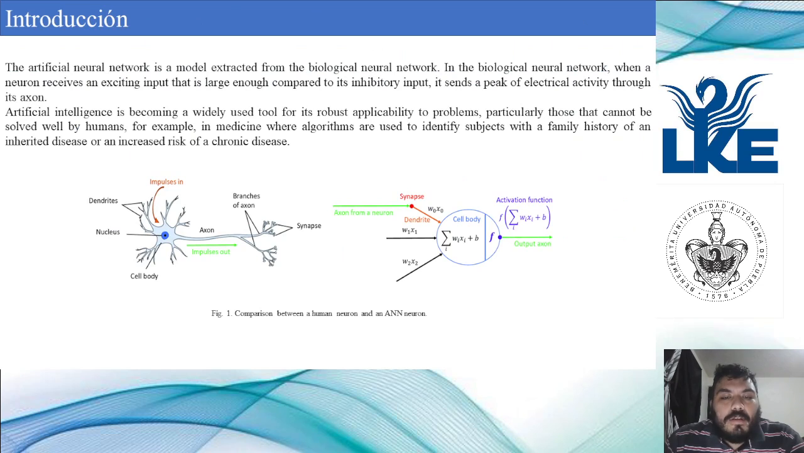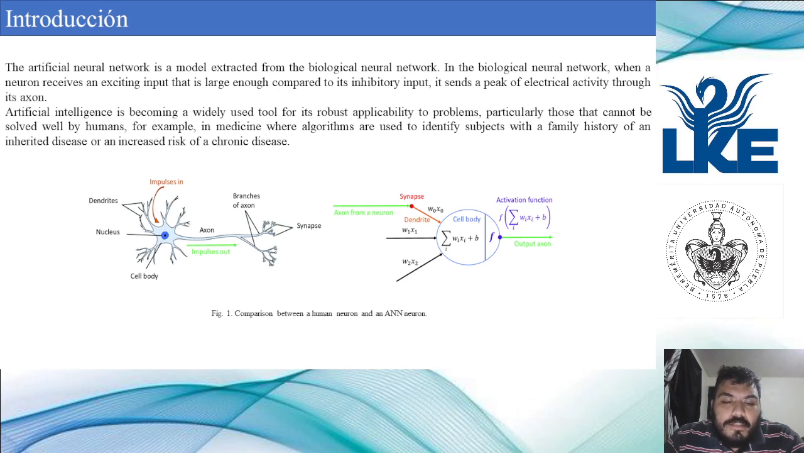The artificial neural network is a model extracted from the biological neural network, as shown on the left side. In the biological neural network, when a neuron receives an excited input large enough compared to the inhibited input, a spike of electrical activity is sent through its axon, similar to what happens in the artificial version. The input of the previous neuron is taken, and depending on the synaptic weight of the neuron is the output.